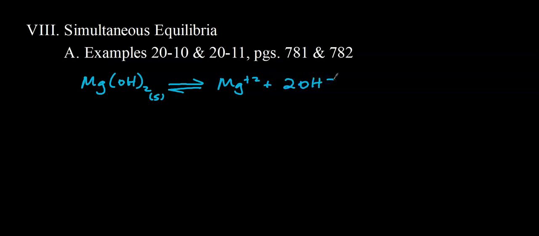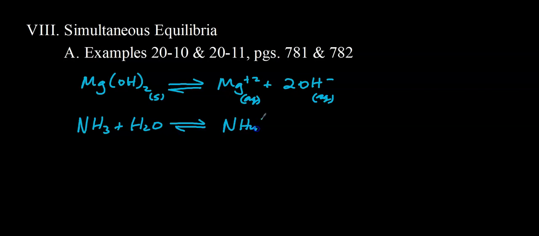So let's take a look at our two equilibrium systems. We're trying to see if a precipitate of magnesium hydroxide forms. This is slightly soluble, and here's the equation for that particular system. Then we also have aqueous ammonia, ammonia being a weak base, so it establishes equilibrium. And this solution contains hydroxide ions.